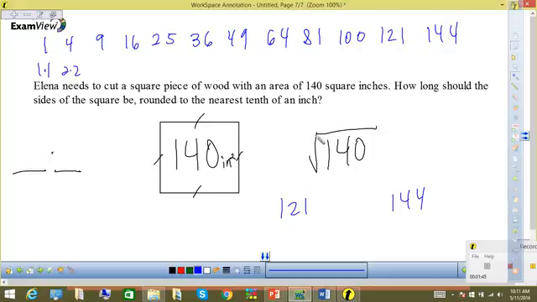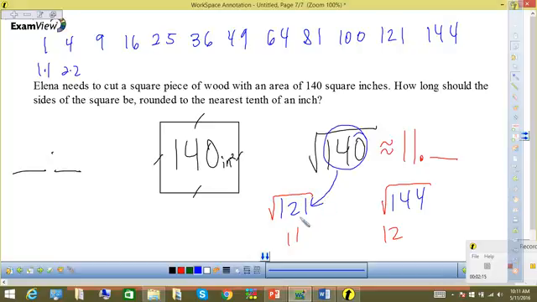So this is saying to take the square root. What is the square root of 121? 11. Square root of 144 is 12. So if this one is in between these two, therefore my decimal form is going to be between 11 and 12. That's why this one is approximately 11 point something. So to find that something is coming up with a fraction. So let's see. 140, take away 121, that leaves me with 19. And then we do 144, take away 121, that leaves me with 23.